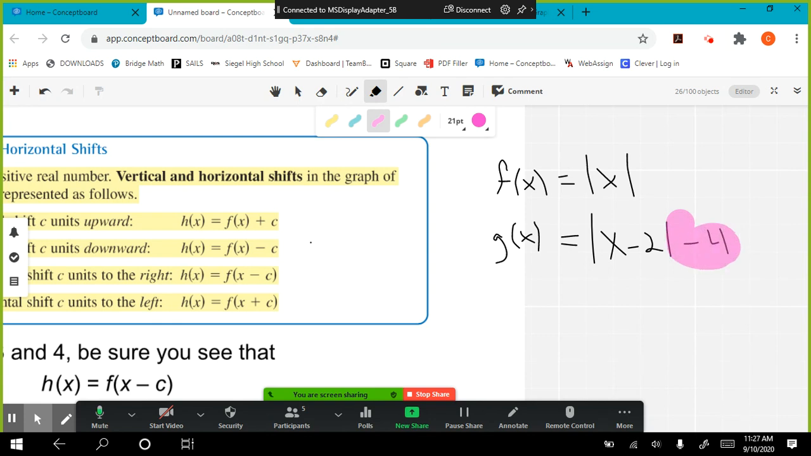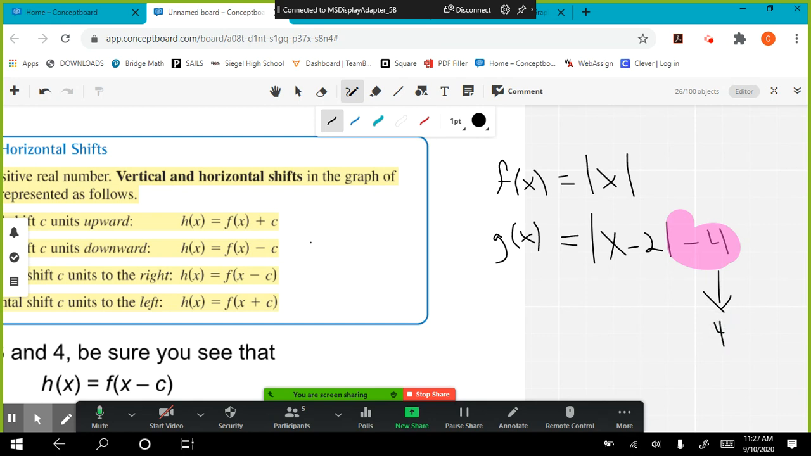Down, right here. This part right here is what's determining what shifts it up or down, right? I'm taking the original function and I'm subtracting 4 from the original function. So this is going to cause it to go down. This part is going to cause it to go down 4 units.